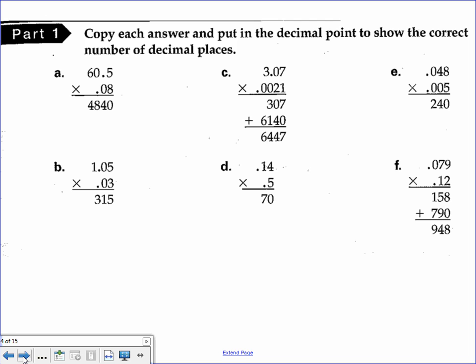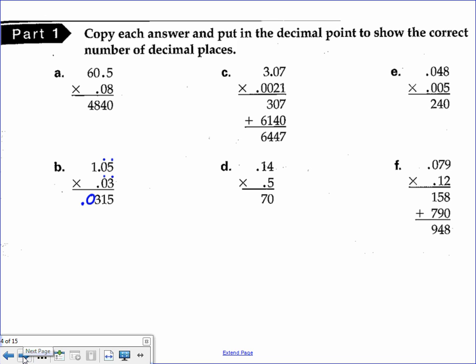So I look at problem B. I've got 1, 2, 3, 4 decimal places in the problem. So that means I need 4 decimal places in my answer. But when I look at the answer, I've got the 5, the 1, and the 3. I only have 3 numbers there. So what I need to do is put a 0 in front of the 3 to make the 4th. Now I can put my decimal point there, and I have 4 decimal places.